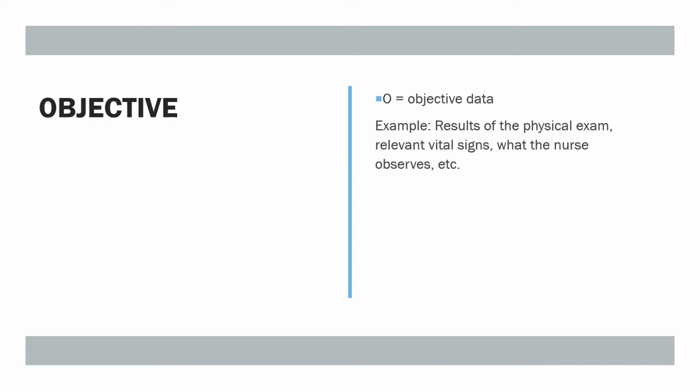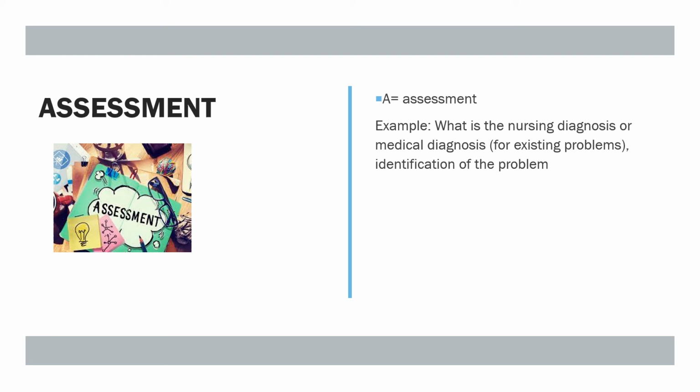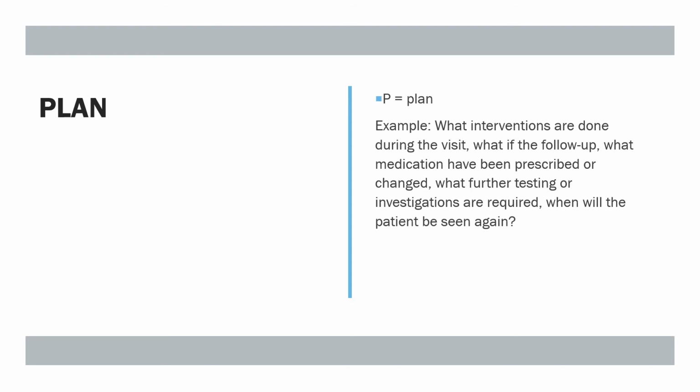Objective data is the results of the physical exam, relevant vital signs, what the nurse is observing. The assessment: what is the nursing diagnosis or medical diagnosis? Identification of the problem. The plan: what interventions are done during the visit? What is the follow-up? What medication has been prescribed or changed? What further testing or investigations are required? When will the patient be seen again?